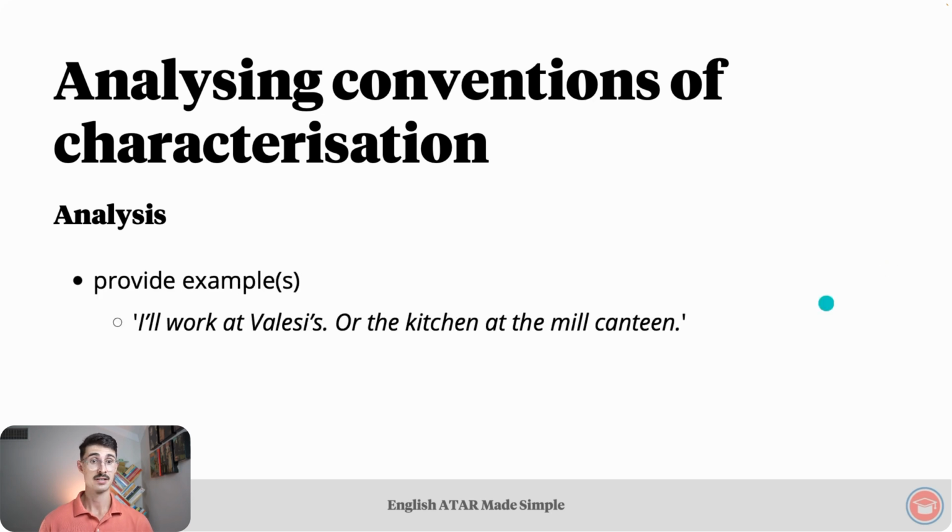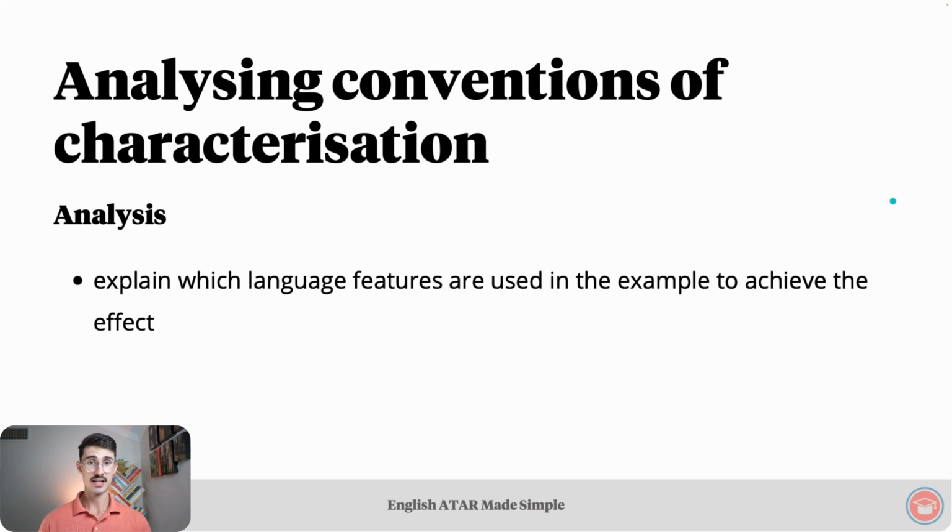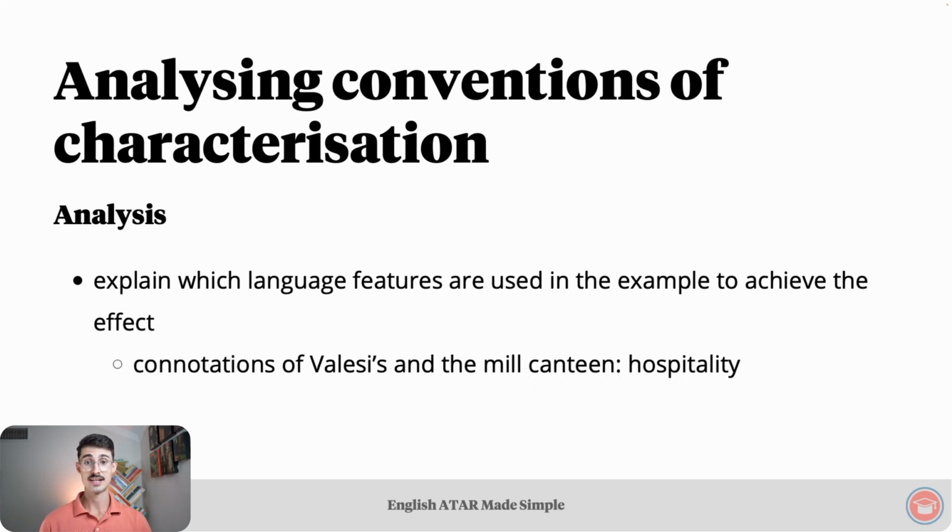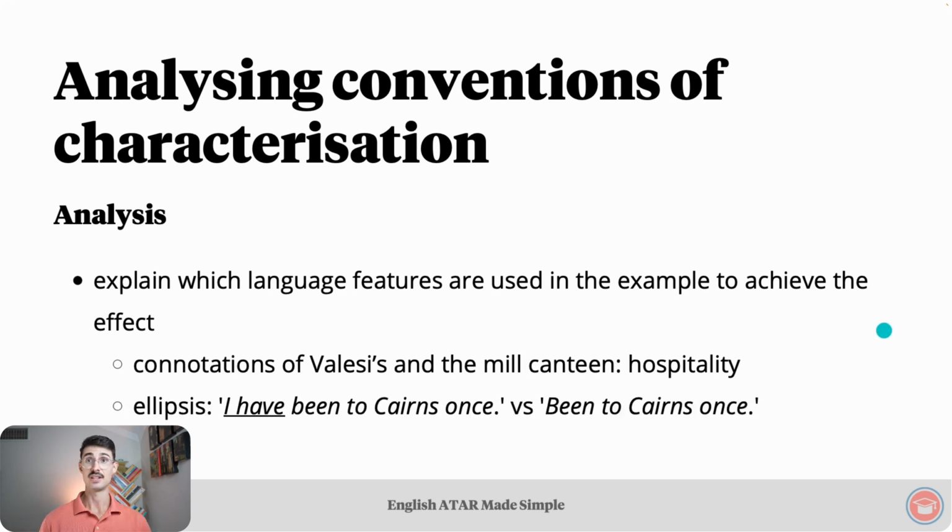Then provide examples. "I'll work at Valisi's or the kitchen at the mill canteen." "Been to Cairns once." Cairns is the only place outside her hometown that Delos has been to, and it's only like 100 miles away, and she didn't really indicate that she has any ambition to go elsewhere. Then explain which language features are used in the example to achieve the effect. There are connotations of Valisi's and the mill canteen, referring to the hospitality industry. The narrator of this text, the teacher, regards Delos's intention to work at Valisi's or the mill canteen in the hospitality industry as unambitious. Ellipsis, "I have been to Cairns" versus "Been to Cairns once."